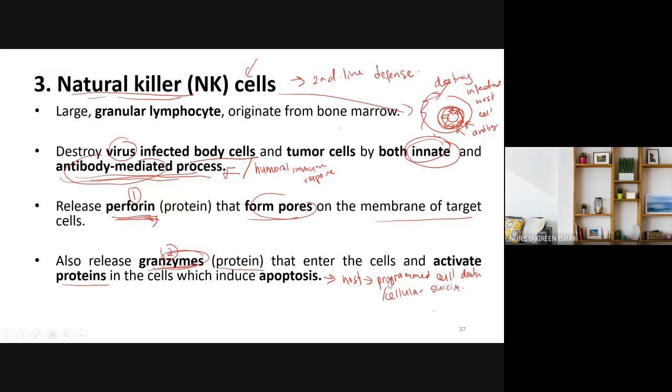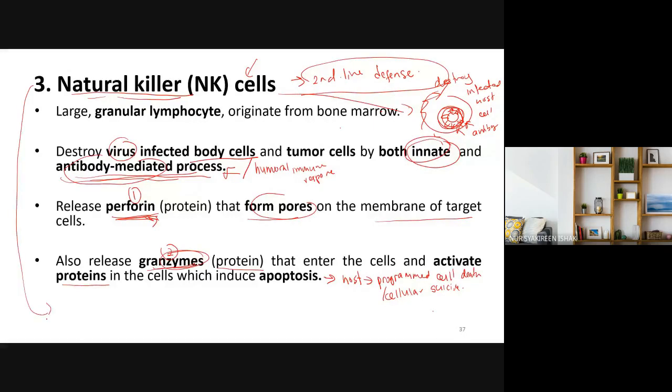Okay. So that is how the natural killer cells destroy the infected body cell or the infected host cell. Okay. Release two molecules, perforin and also granzyme. So ingat natural killer cell ni dalam second line defense, innate immunity.